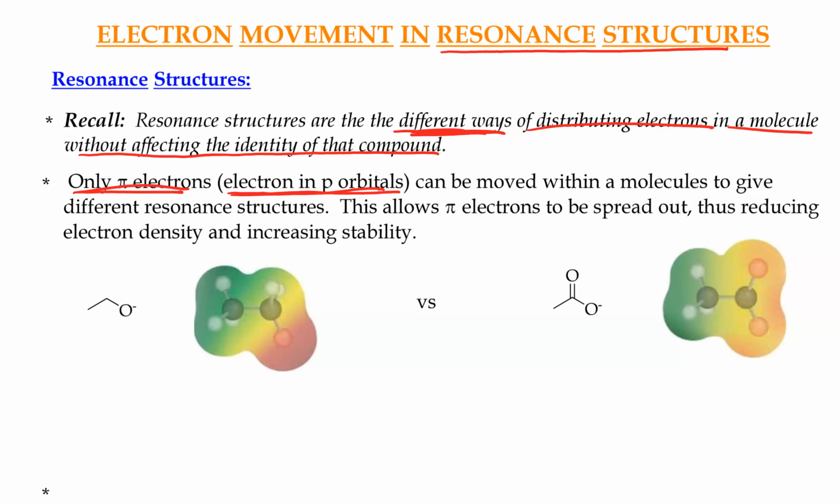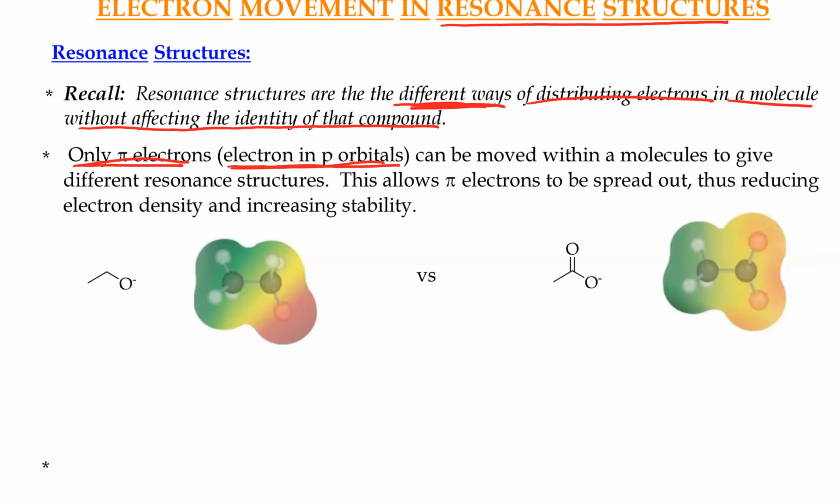The significance of being able to push electrons around to produce different resonance structures is that it allows the pi electrons to be spread out. That reduces the electron density on any part of the organic molecule, and therefore makes the molecule more stable.